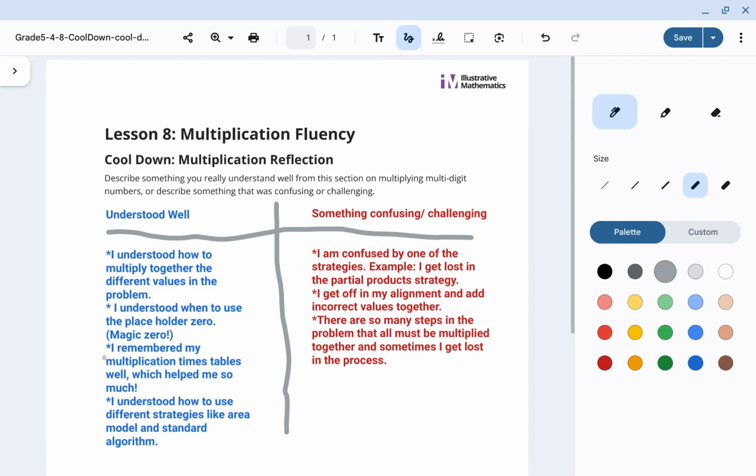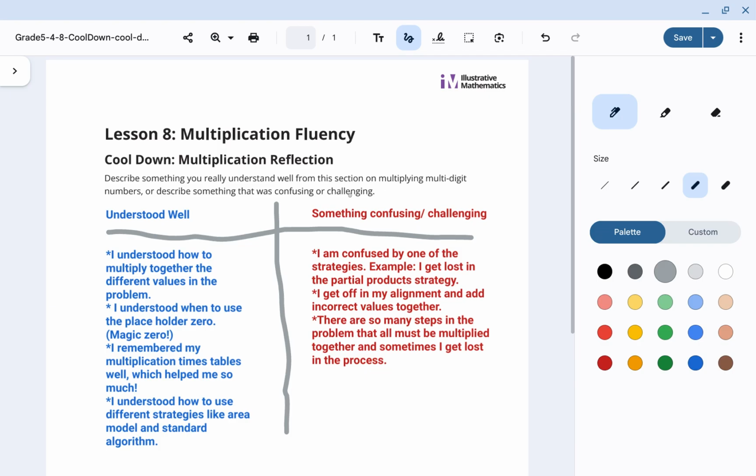The next is I remember my multiplication timetables well, which helped me so much. I love when students see that connection and understand now the big payoff that we have when we aren't so bogged down with figuring out those individual basic facts. And the last one I have is I understood how to use the different strategies like the area model and the standard algorithm. Most of our lessons were about the standard algorithm, but certainly we started with thinking about the area model as well as partial products, and that is definitely a benefit if you're understanding those different strategies.